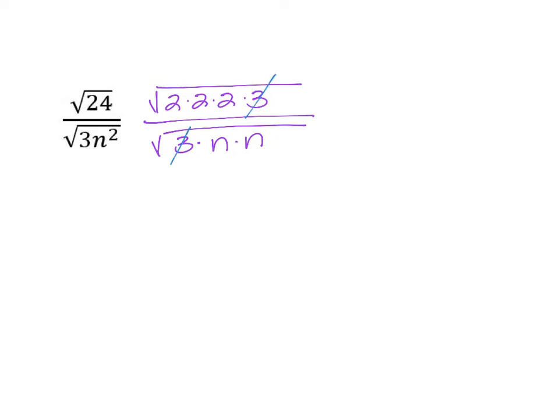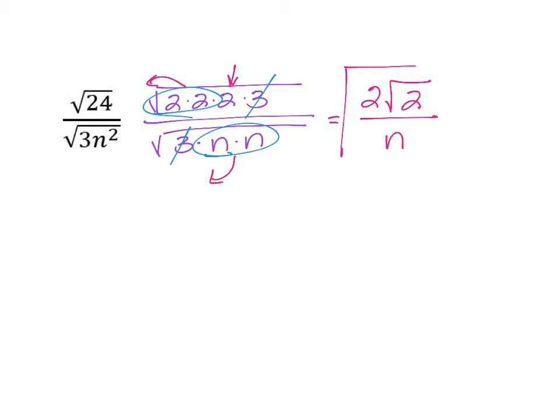My index is a 2, so I'm going to circle groups of 2. And it looks like I'm left with a 2 under the radical here. And I could pull out 2's here and n here. So let's see what we got here. So we have 2 times the square root of 2 over n. It's as far as we can go. There is no radical in the denominator, so we're good there.